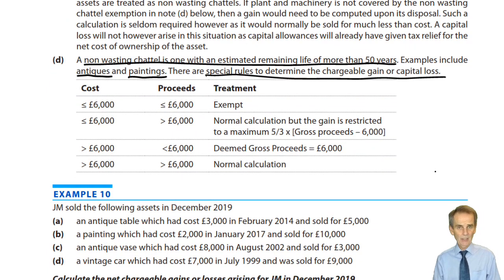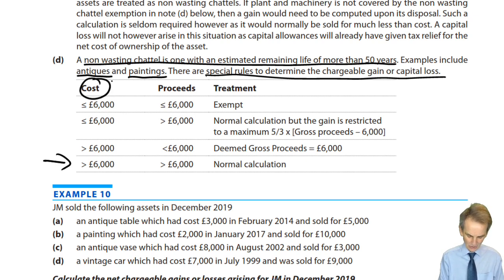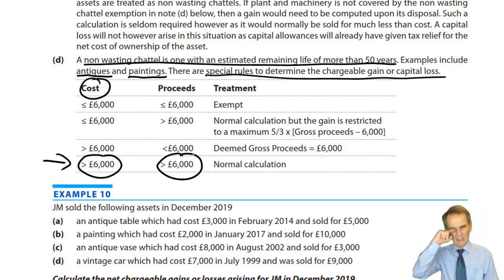Special rules to determine the chargeable gain or capital loss. Now, the first thing that we'll be aware of is that we have seen in a number of examples coming through in this chapter of basic capital gains calculation, we've been dealing with things like paintings, antiques, an item of furniture. We've actually been dealing with chattels. But in every one of those cases, the cost was more than £6,000 and the sale proceeds were more than £6,000.